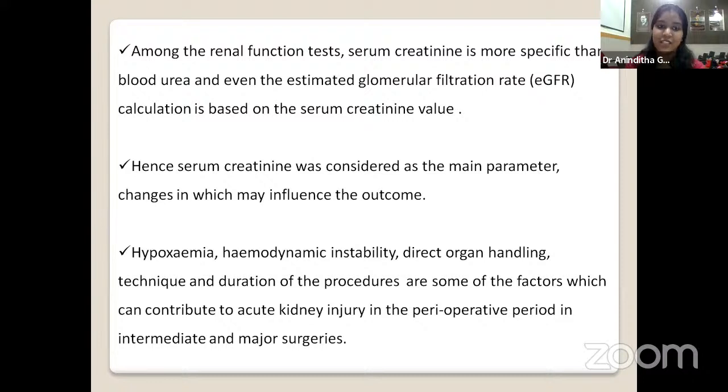Among the renal function tests, serum creatinine is more specific than blood urea, and even the estimated glomerular filtration rate calculation is based on the serum creatinine value. So it is considered a main parameter which changes the outcome. Hypoxemia, hemodynamic instability, direct organ handling techniques, and duration of the procedures are some of the factors which can contribute to acute kidney injury in the perioperative period, especially for intermediate and major surgeries.